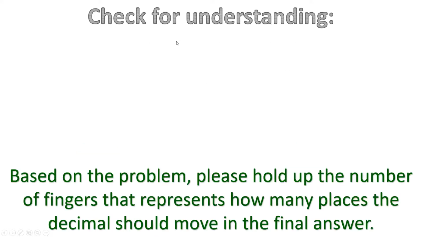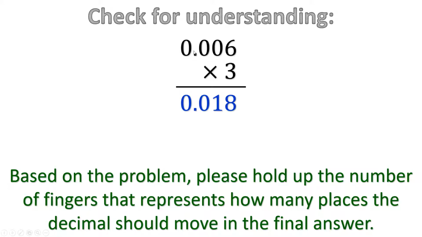So on the next, we did this in class. Checking for understanding, you can do this as you watch the video. How many numbers in the final answer should be behind the decimal? This one would be 3 because there's 3 here. So there's 3 numbers behind the decimal once you're done multiplying.